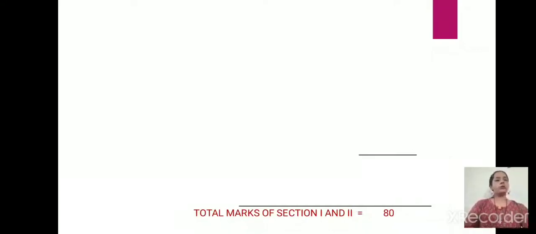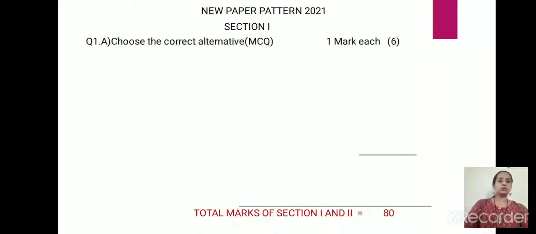Now talking about our papers, you have two sections, section 1 and section 2. Section 1 will be of 40 marks, section 2 will be of 40 marks. Both the sections you have to solve in the same answer sheet. So that is important. Now talking about the paper pattern for section 1. In this section 1 you will be having 3 questions. Question 1, the sub question is A. Choose the correct alternative. So you will be having MCQs, with 4 alternatives given. You have to select the correct alternative.